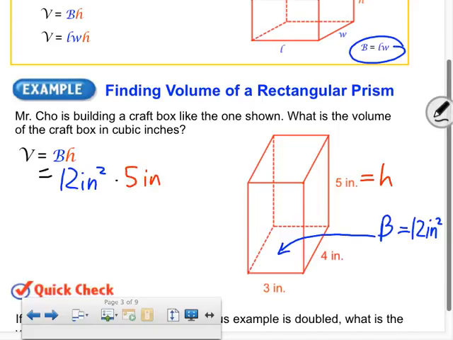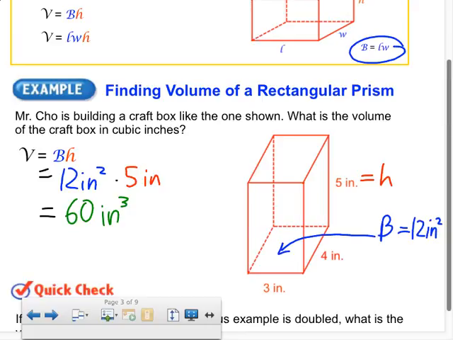So who can take a guess on what the unit's going to be when I multiply these two things? What units are we talking about? What's my exponent going to be now? Cubed, or what is that number? 3. So it's going to be, what's 12 times 5? 60 inches to the what exponent? Cubed, third power, cubed. Why is it cubed?